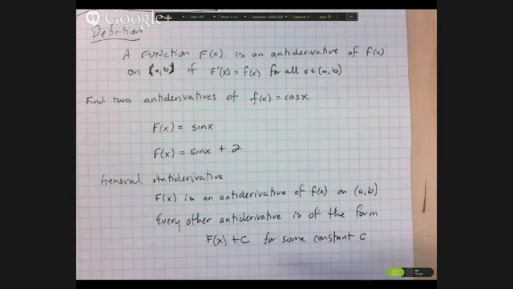Do you understand the constant part? Why that works? Okay, then I don't need to show you graphically. There's a graphical example in your book if you want to look at it.